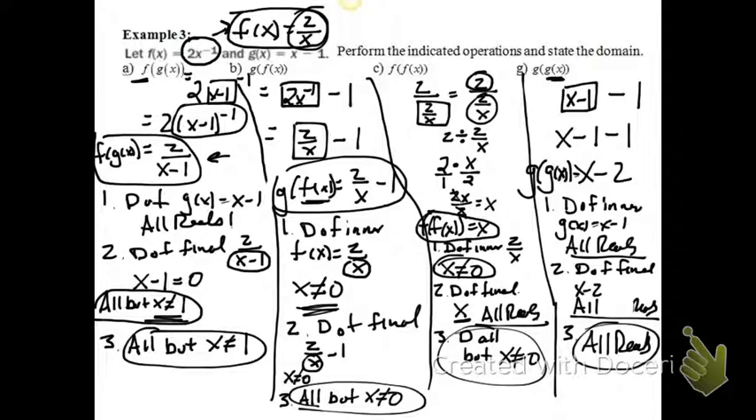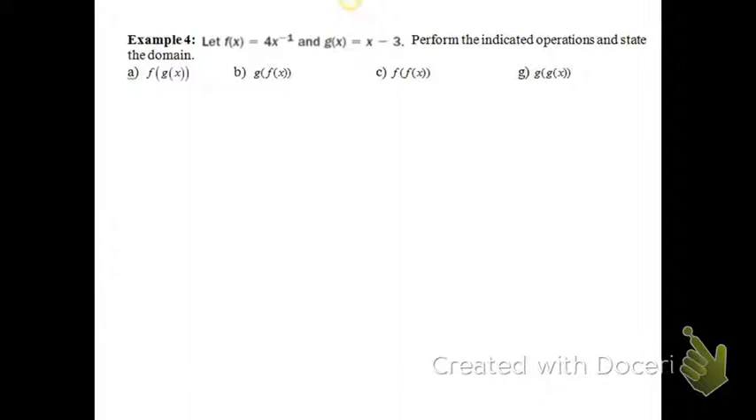So I want you guys to try, if you are so brave, the last example. You're doing f of g of x, g of f of x, f of x, and g of x, and stating the domain for these guys. This is kind of similar to the last one we did. So hopefully, if you get stuck, you can refer to some of the steps that I did in the last one and see how it goes. Good luck, and we'll talk about it tomorrow.